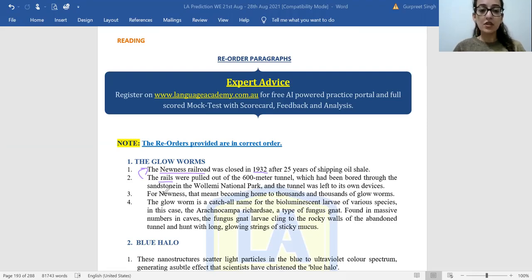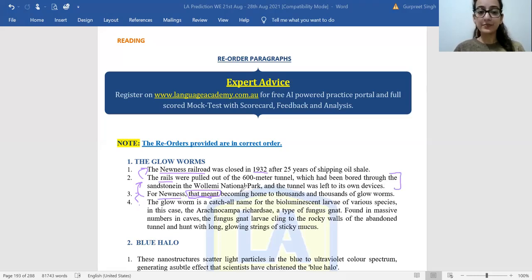For Newness, now Newness again is only one half name taken from what is Newness. Newness is the railroad. So we are again referencing. For Newness, that meant, now that meant is also a reference, that meant becoming home to thousands and thousands of glowworms. So here the question arises, what meant? That is why this sentence did not come second. You could have said that for Newness, we can put it after Newness, but we need the answer to that meant first. Now that meant is what was happening in the previous sentence, that the tunnel was left to its own devices.